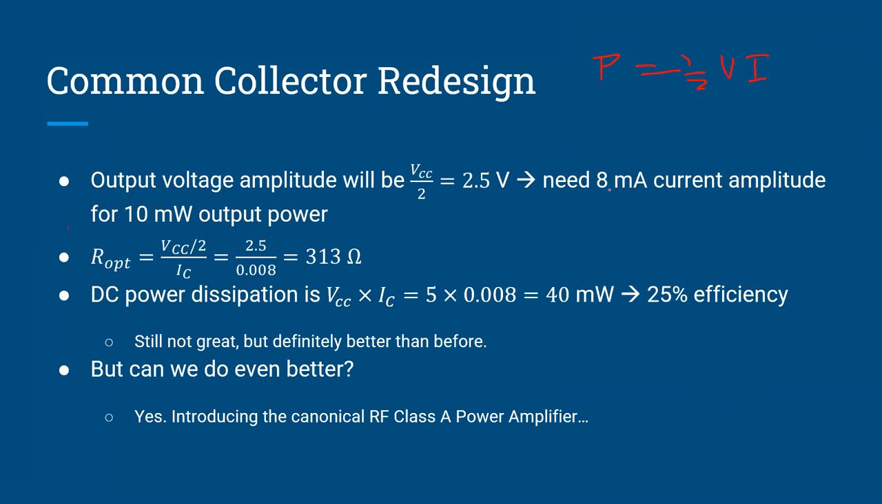So that means if we bias the transistor at 8 milliamps, and we have the 2.5 volt voltage swing, the optimum resistor comes out to 313 ohms, which is close to the 200 ohms we had before, but larger, right? And that means our DC power dissipation, which is VCC times IC, is 40 milliwatts. That gives us the 25% efficiency. That's basically what we said before, right? Because we have 10 milliwatts going to the load divided by 40 being dissipated in the transistor and the resistor, that comes out to 25%. So again, this is not great, but it's much better than the 6% and the 13% we had before.